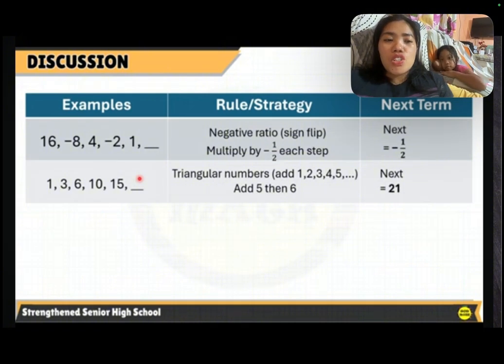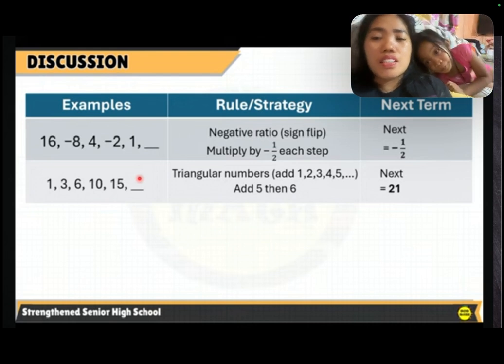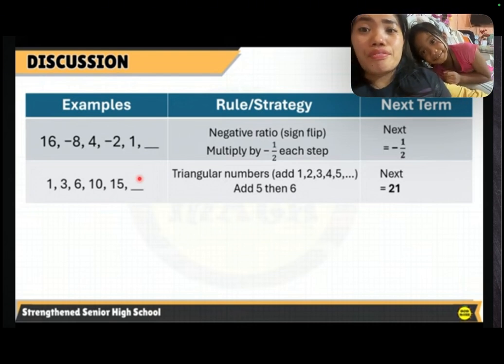So 16 times negative 1 half is negative 8. Then negative 8 times negative 1 half is positive 4. Then positive 4 times negative 1 half is negative 2. Then negative 2 times negative 1 half is positive 1. So what is the next term? 1 times negative 1 half is negative 1 half. I hope you understand that.